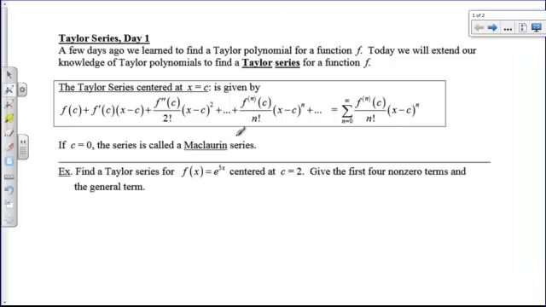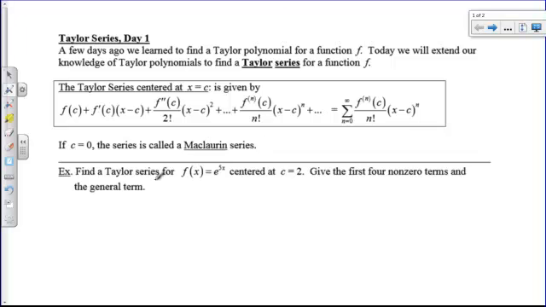Today we're going to take a look at how to take a Taylor polynomial and condense it down and write it as a Taylor series. So we're going to compact it down to get a general term, a formula, if you will, to generate all of the terms in the polynomials. We're going to compact it down to a series. So we're going to practice that.